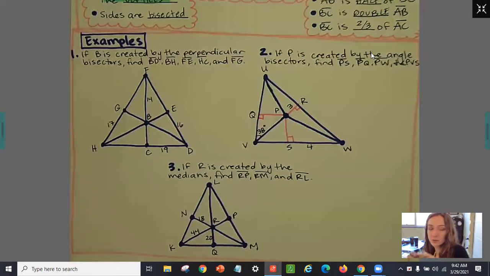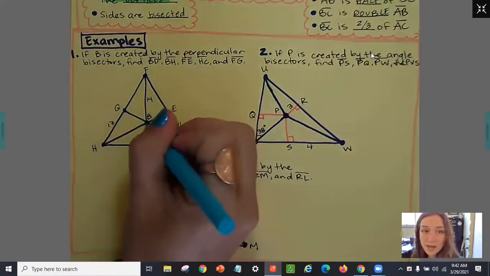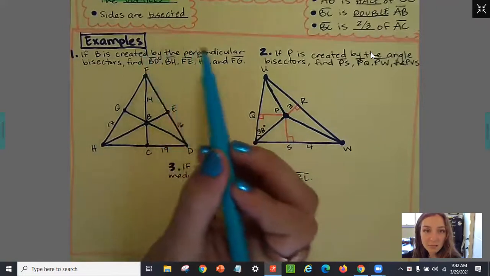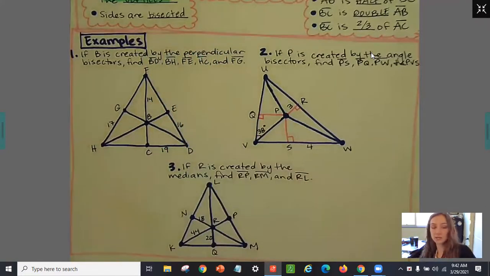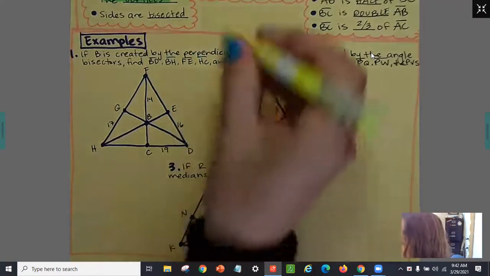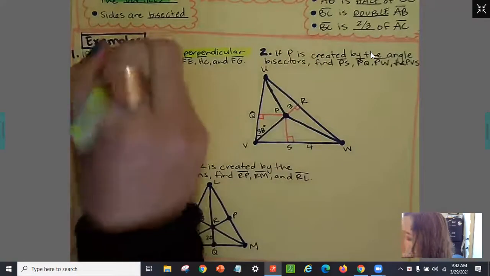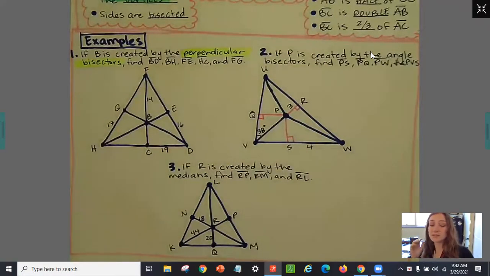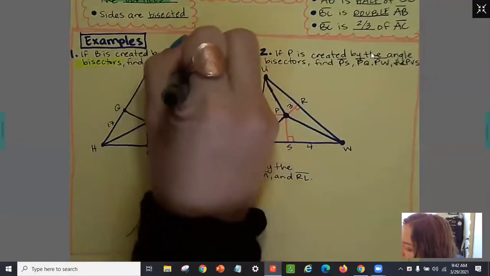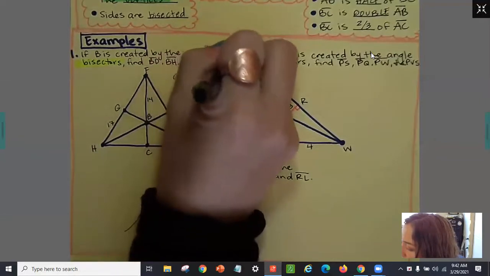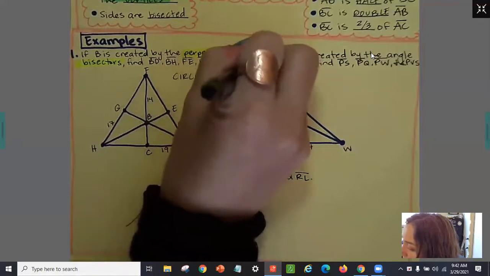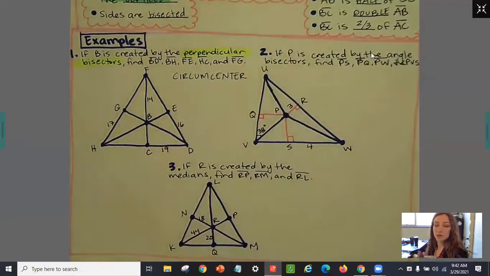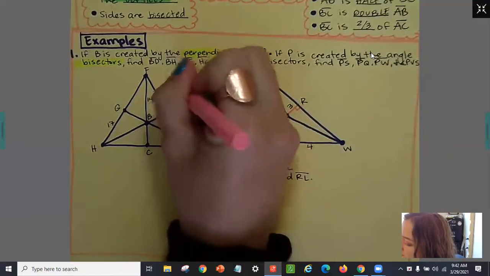Okay, so B is going to be our center here, and because it's created by the perpendicular bisectors, that means that this is going to be the circumcenter. So you do have to figure that out first. This is the circumcenter. All right, so now we know that it is the circumcenter. We can start applying some things.